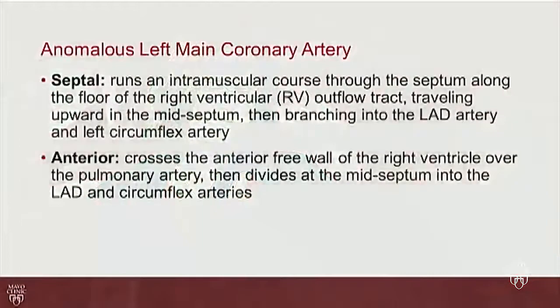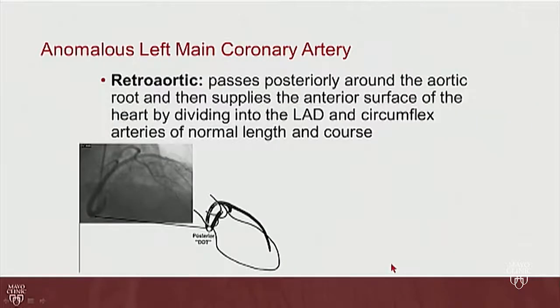And so one is a septal course. That is the one that runs as an intramuscular course through the septum along the floor of the right ventricular outflow tract. It travels upward in the mid-septum, then branches into the LAD and circumflex coronary arteries. There is an anterior course. That's the one that crosses the anterior free wall in the right ventricle over the pulmonary artery, then dives into the mid-septum into the LAD and circumflex coronary arteries.